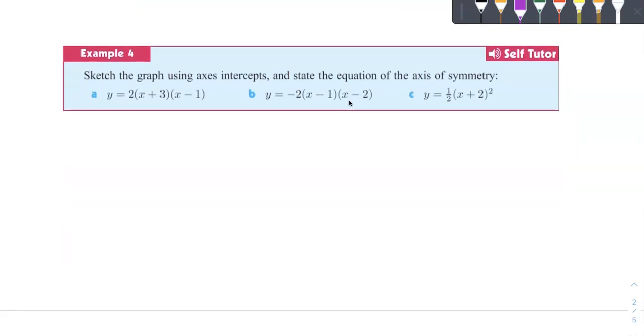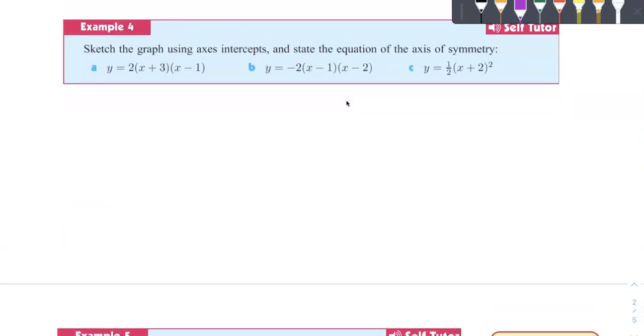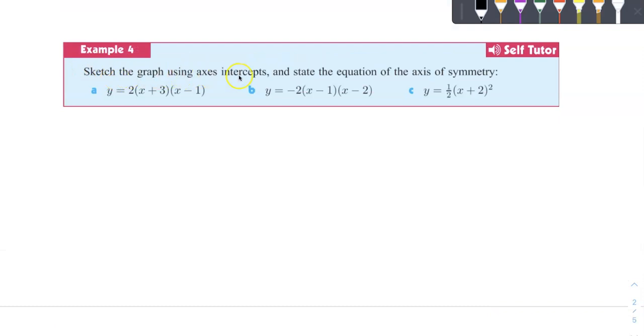Let's start graphing this. So the first one here, we want to sketch the graph using axis intercepts, which are our x and y intercepts. So you've got to find both of them. Remember, the way to find the x intercept, you set y equal to 0. The way you find the y intercept, you set x equal to 0. We don't need to find the equation of the axis of symmetry, which is also the x of the vertex.